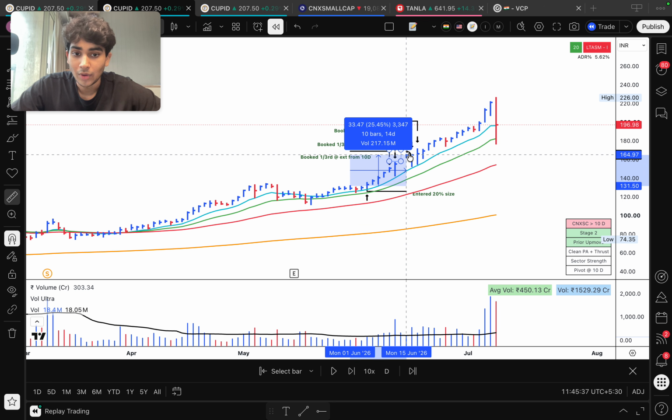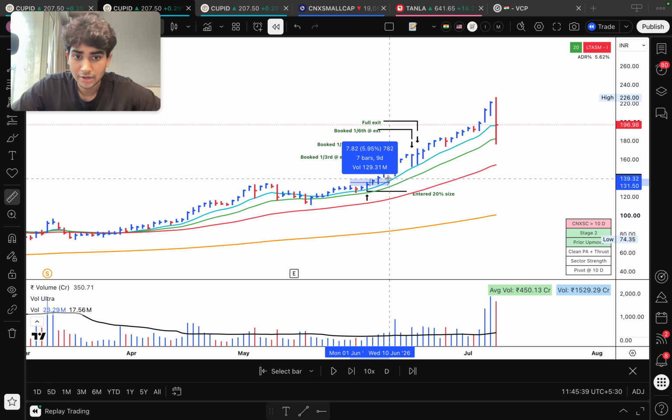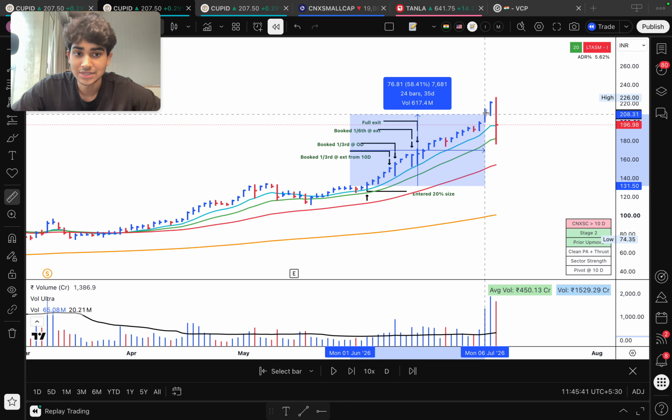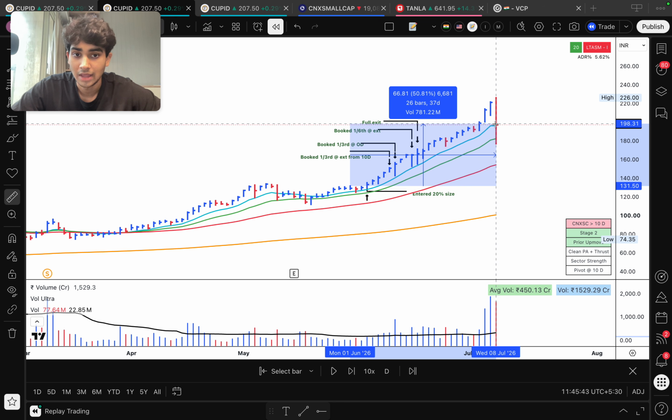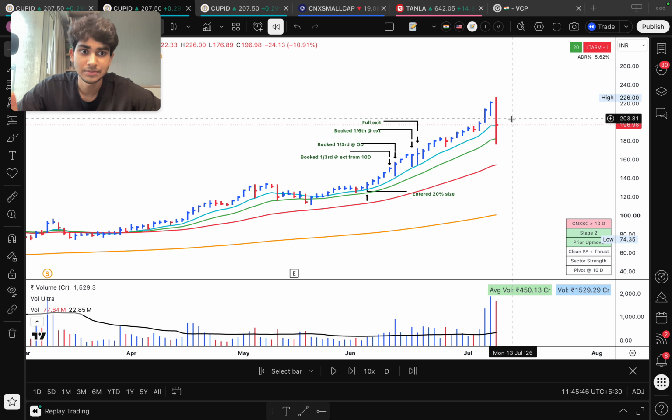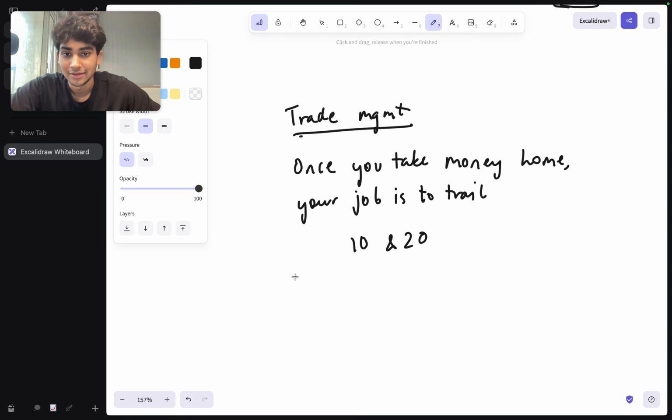Then you're selling one third here at around what? At 11% you're selling one third, and you're selling another one third somewhere here, the two third at 50%. So that becomes what? The most ideal case scenario for a swing trader: one third at 11%, two third at 50%.